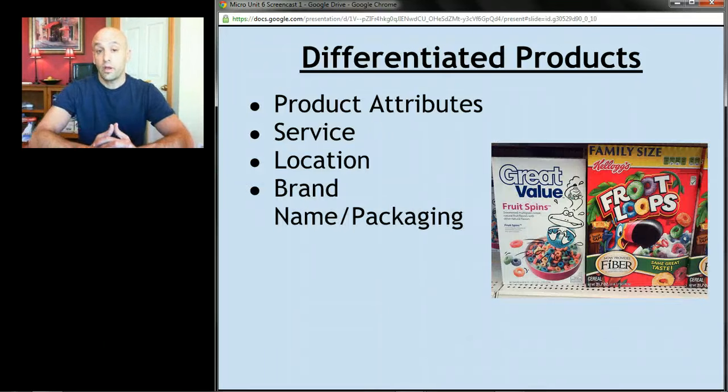Another way you can differentiate your product: brand names and packaging. Just consider generic cereals and name brand cereals. They're basically the same thing. Sugar, high fructose corn syrup, and other kinds of corn sugars. And I always love the name differentials. So like for Fruit Loops, they have Fruit Spins. I think for Lucky Charms one time, I saw something like Fortunate Symbols or something. It's basically the same product, but you could charge a lot more if you call them Fruit Loops, right? Just based on the brand name or the packaging of it.